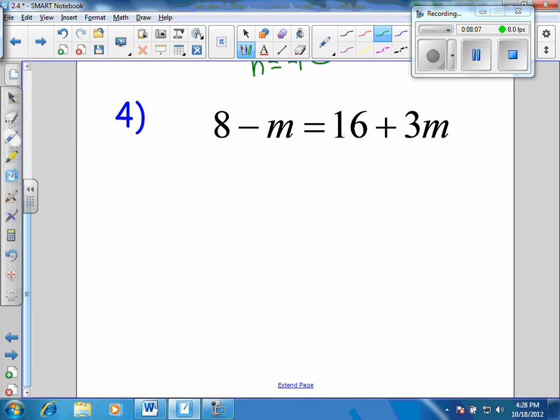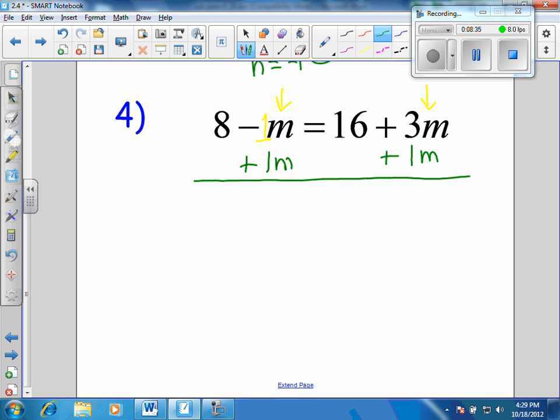Last example, then you'll have some assignment problems on page 81 to go with. Okay, this is similar, that we have the same variable on both sides. Remember that plain m is the same as 1m, so I'm going to add 1m to this side and add 1m to this side. So this cancels, and I get 8 equals 16 plus 4m.